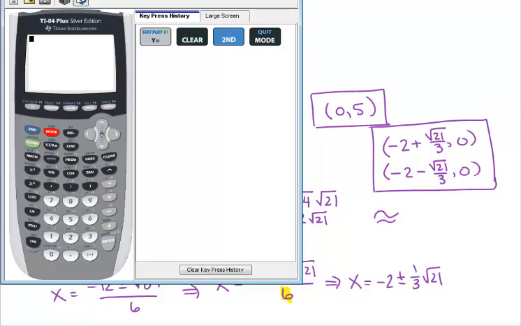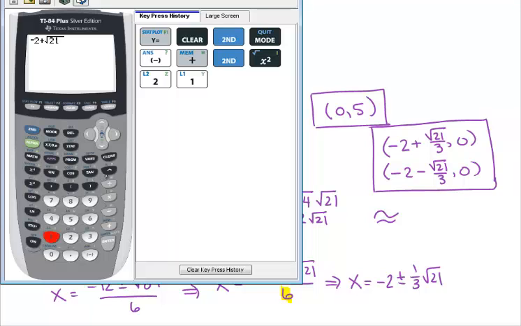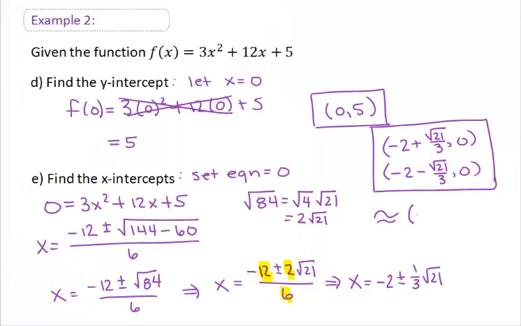Okay, so the first one, negative 2 plus the square root of 21 divided by 3. And that gives me the decimal approximation of negative 0.47 and 0.